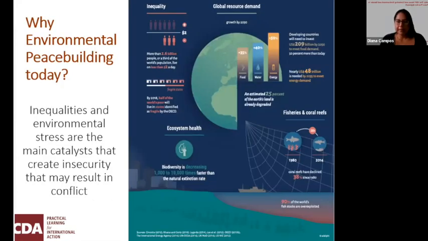But why environmental peace building today? In many places of the world, we find an increase in inequality, particularly income inequality. At the same time, vital resources such as water and land are decreasing in quality and quantity due to climate and environmental change. So those resources become more expensive, and therefore, people cannot afford basic services to fulfill their needs and well-being. In the field, we found that inequalities and environmental stressors lead to resource competition, which are the main catalysts that create insecurity and that may result in conflict.